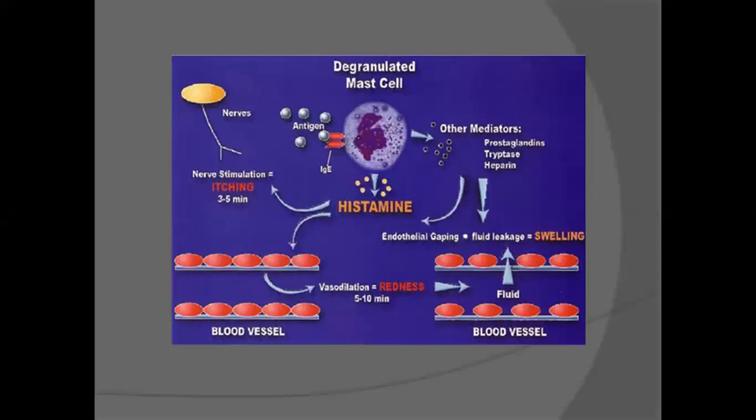So as I said, on degranulation of mast cell, histamine is released, and what does it do? Basically causes vasodilatation, which is the primary source for vasodilatation in the vascular event of inflammation.